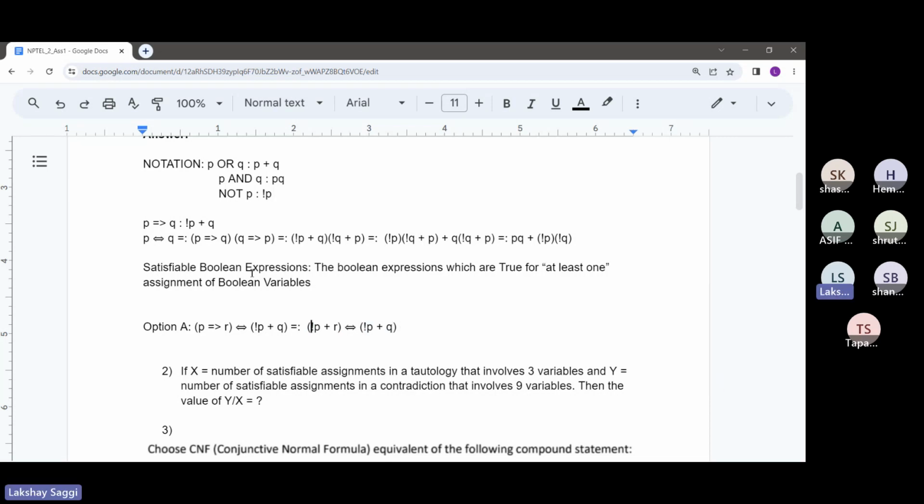So let's just set P to false. If P is false, then this not P will be true, so this whole term will become true. Similarly, this not P is true, and so this whole term becomes true. So true double implication true will give me true only. So that's why it is satisfiable.